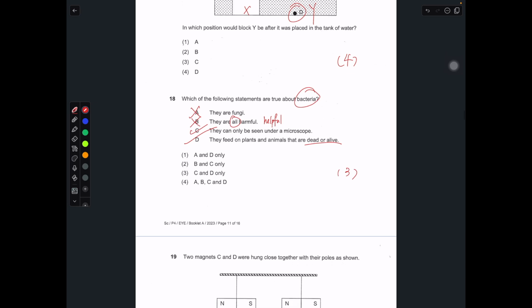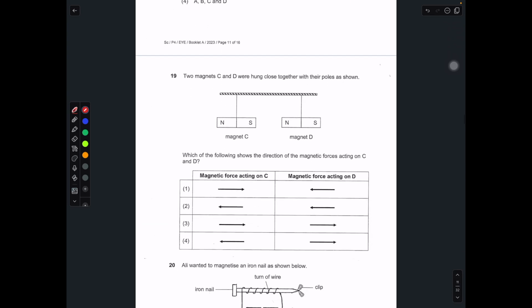Two magnets C and D were hung close to each other with their poles as shown. North and south. Obviously, unlike poles facing each other will attract, and this is how they will behave, and this is how the arrow will be represented. So C is going towards the right, D is going towards the left. So naturally, this will be the answer, number 1.